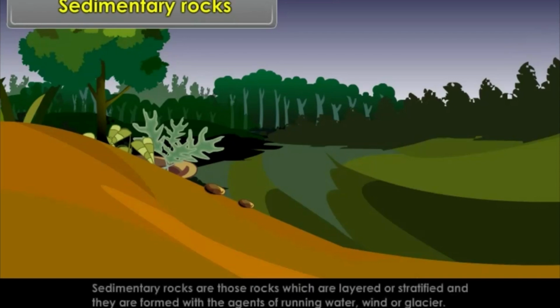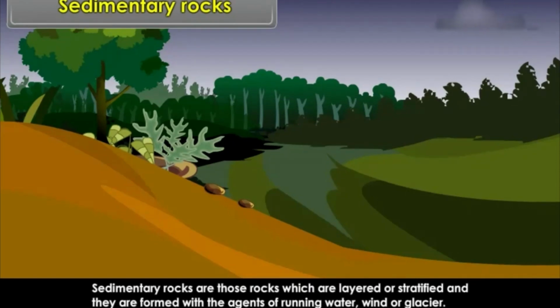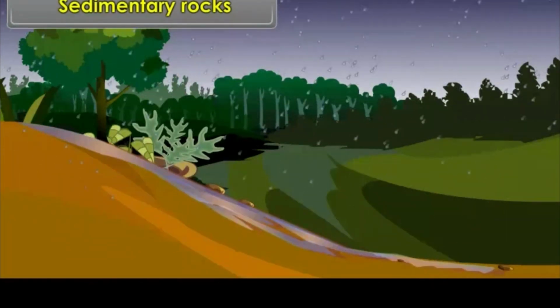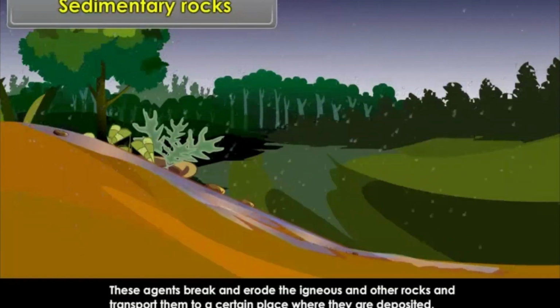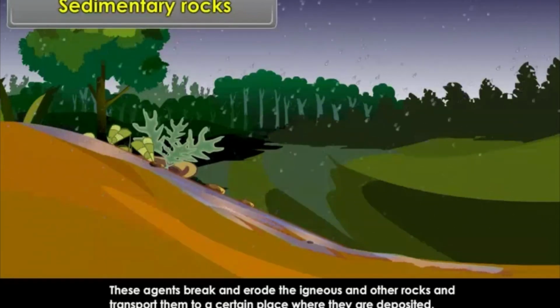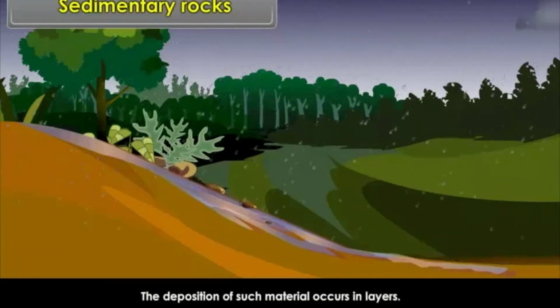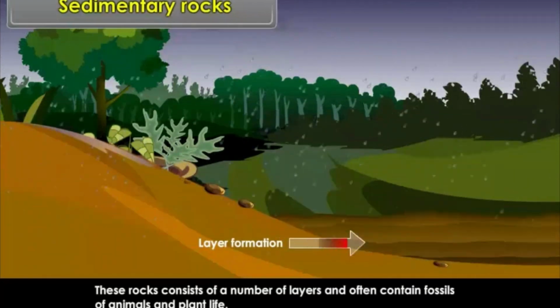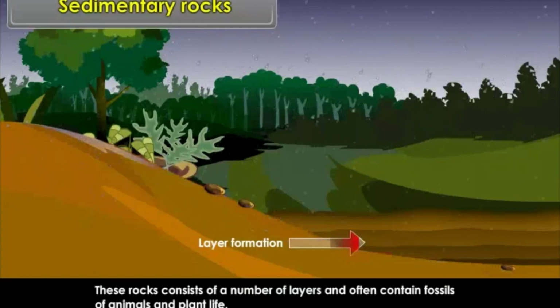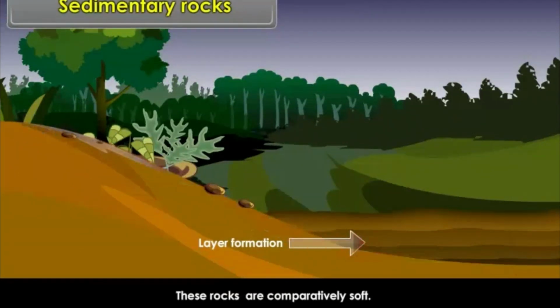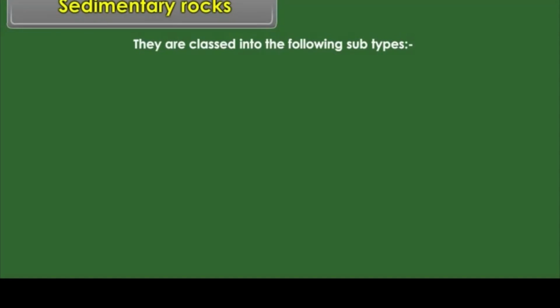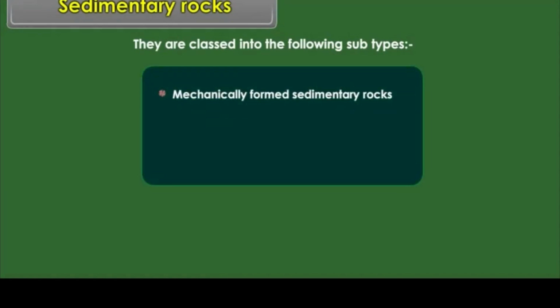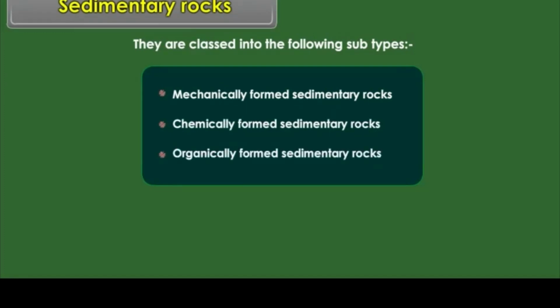Sedimentary rocks. Sedimentary rocks are those rocks which are layered or stratified, and they are formed by the agents of running water, wind or glacier. These agents break and erode the igneous and other rocks and transport them to a certain place where they are deposited. The deposition of such material occurs in layers. These rocks consist of a number of layers and often contain fossils of animals and plant life. These rocks are comparatively soft. They are classed into the following subtypes: mechanically formed, chemically formed, and organically formed sedimentary rocks.